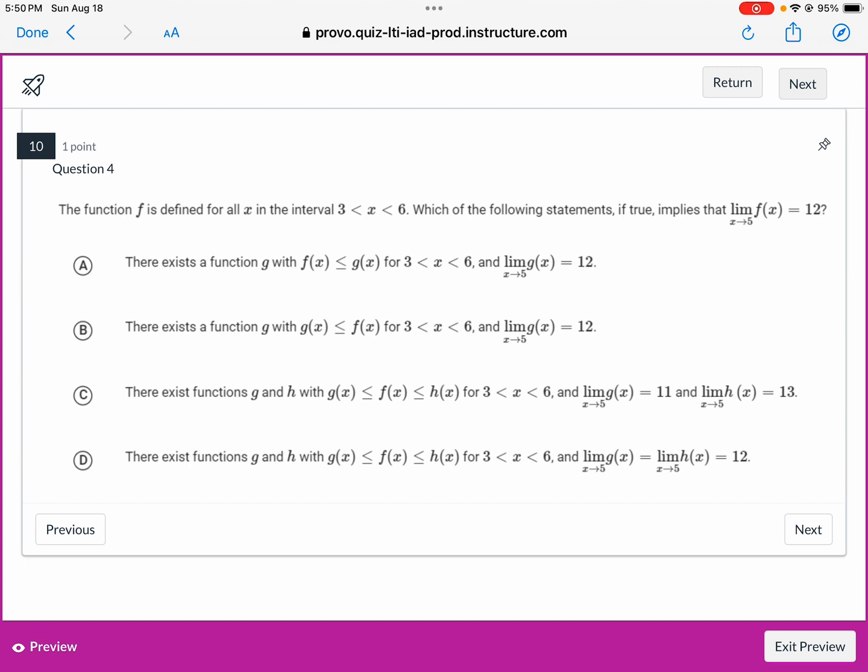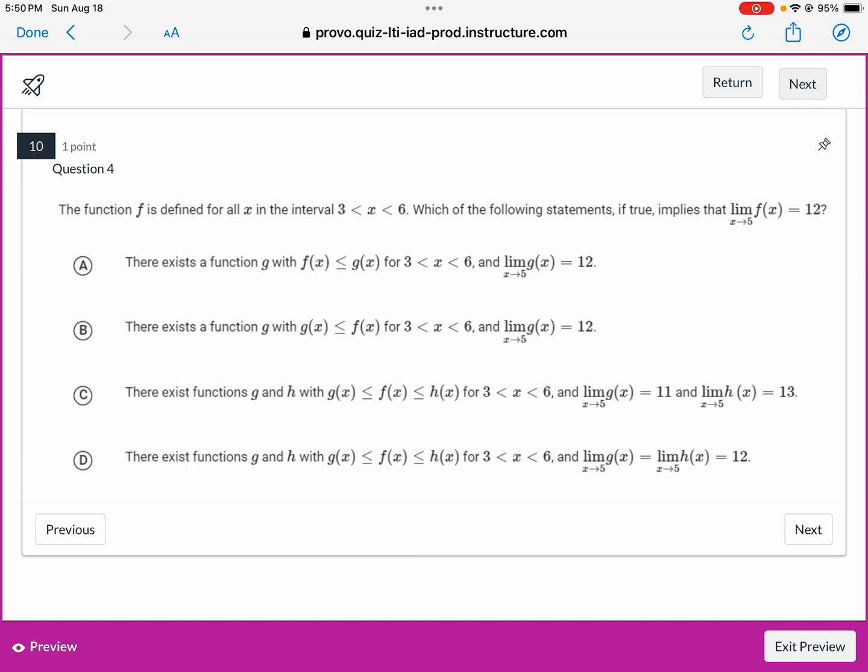There exists a function, I'm going to look at option A. There exists a function g with f of x less than or equal to g of x for x from 3 to 6, and the limit as x approaches 5 of g of x is equal to 12. So we don't have 3 different functions, so we can't possibly squeeze one function between 2 functions in the cases of a and b. So I'm just going to rule those out right there. And then c and d should just follow from the squeeze theorem.